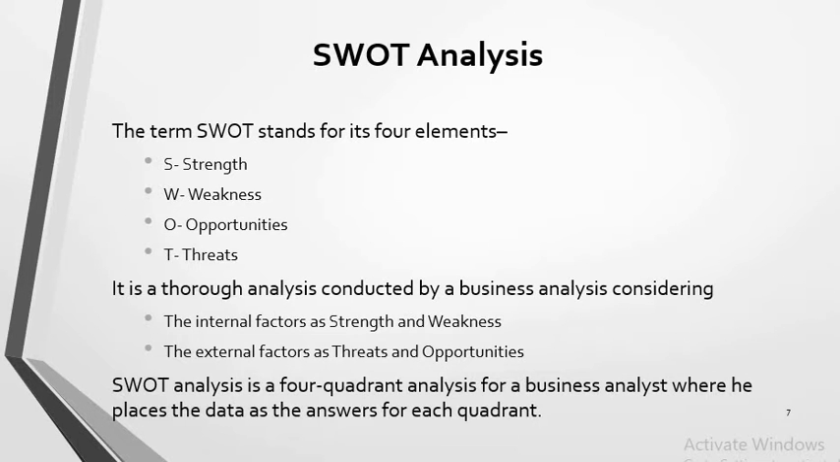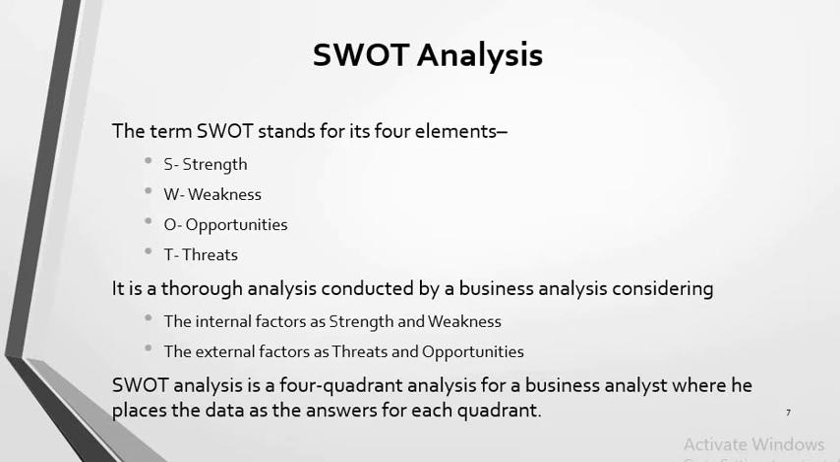The term SWOT, this is a capital word, and SWOT stands for S for strengths, W for weaknesses, O for opportunities, and T for threats. The strengths and weaknesses are the internal factors of the organization that are affecting the organization, and the opportunities and threats, the last two letters, denote the external factors to the organization.